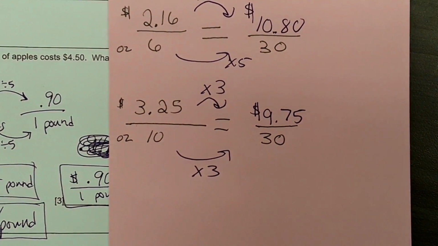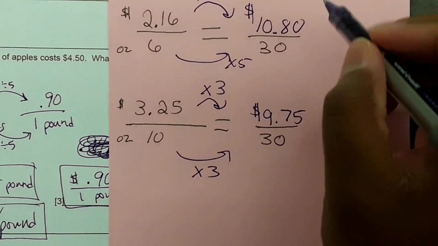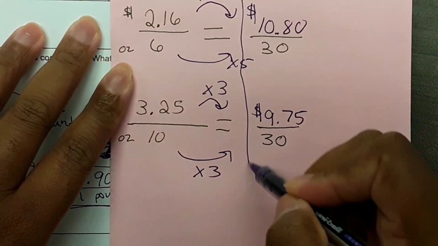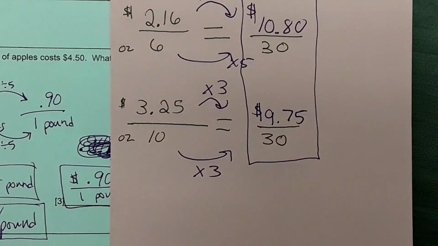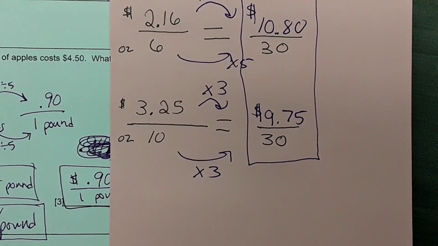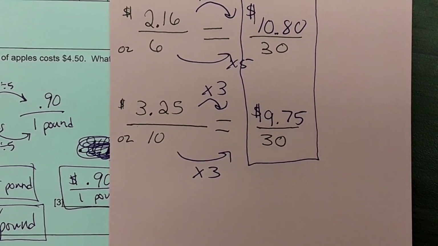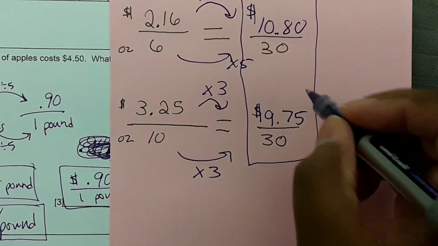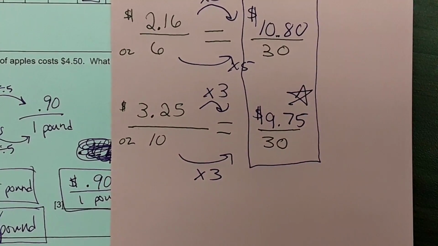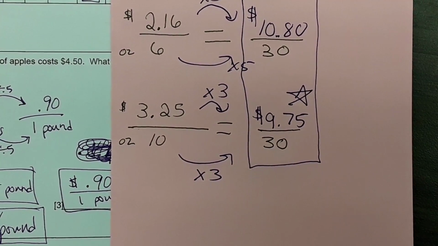All right, now looking at these, if we buy 30 ounces of each one, we still want the option where we have to pay the least amount. And that again would be the 10-ounce container. So you can compare it that way. We're looking for which one you spend the least amount of money on for the same amount.